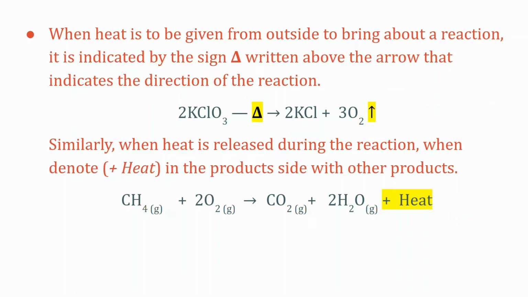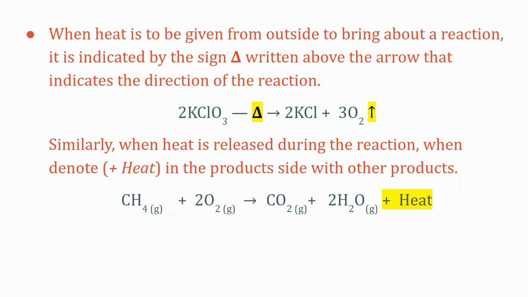First point is that whenever a gaseous product is formed, you have to make an arrow on the product side which is pointing upwards. When there is an insoluble solid, that is in the form of a precipitate, then you have to show an arrow which is pointing downwards. When heat is provided from outside, you have to represent it by a delta sign which is written above the arrow.